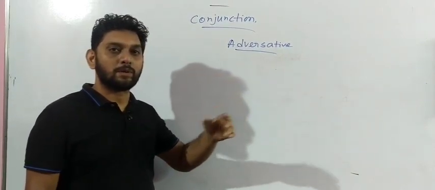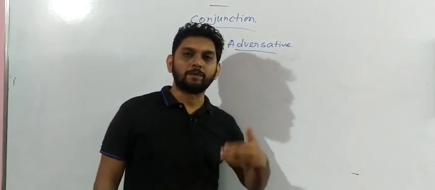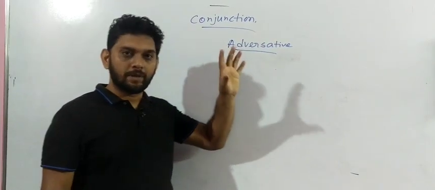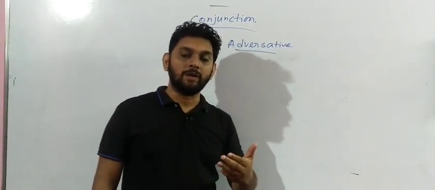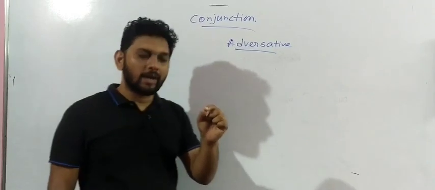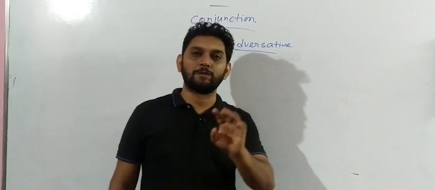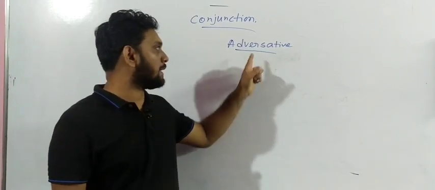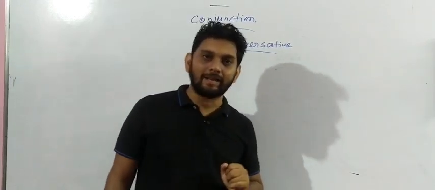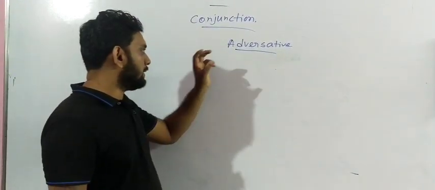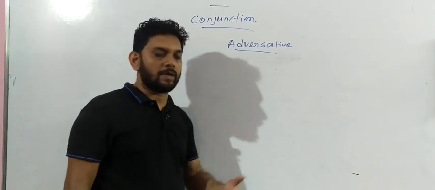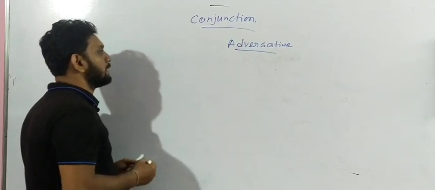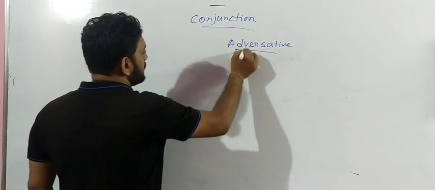Last day I discussed what? Copulative or cumulative coordinating conjunctions. Today it is another part of coordinating conjunction. I have told you that coordinating conjunction has been divided into four parts: copulative or cumulative, second alternative, third adversative, and fourth illative. Today we cover adversative, and now we need to understand what adversative coordinating conjunctions are.